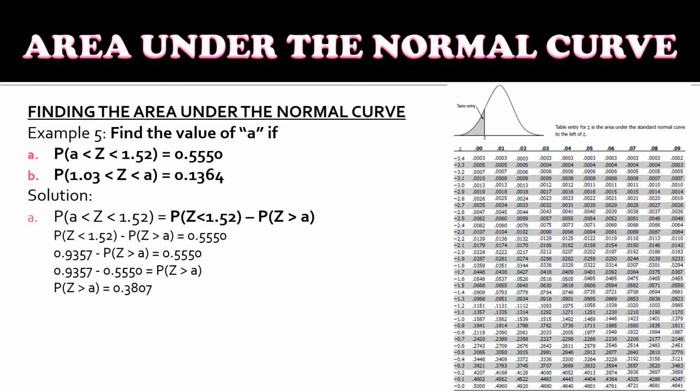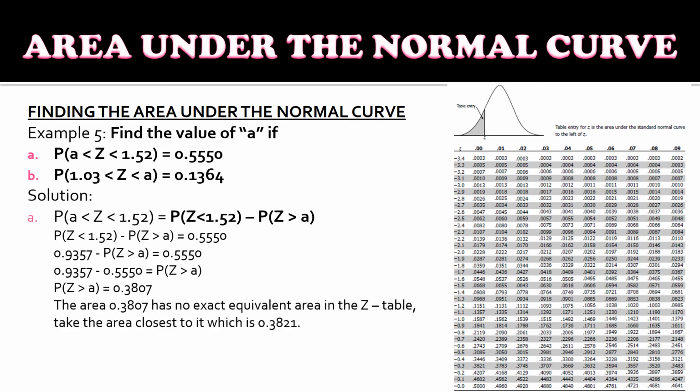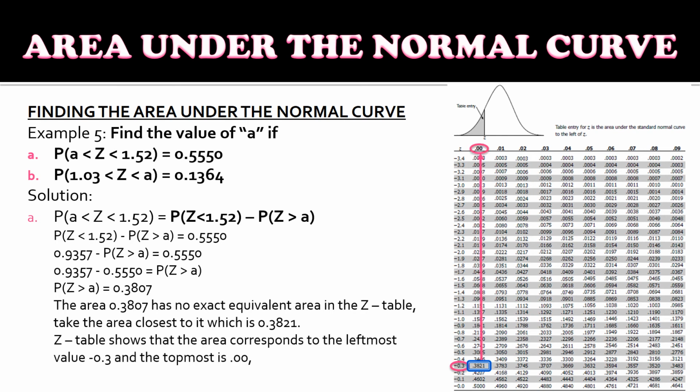Since the area is less than 0.5, we'll be using the negative part of the Z table. The area 0.3807 has no exact equivalent area on the Z table, so we just have to get the closest one, which is 0.3821. So just locate that one. So that's 0.3821. And then trace to the leftmost and to the topmost. So we have negative 0.3 and 0.00. Therefore A is equal to negative 0.3.